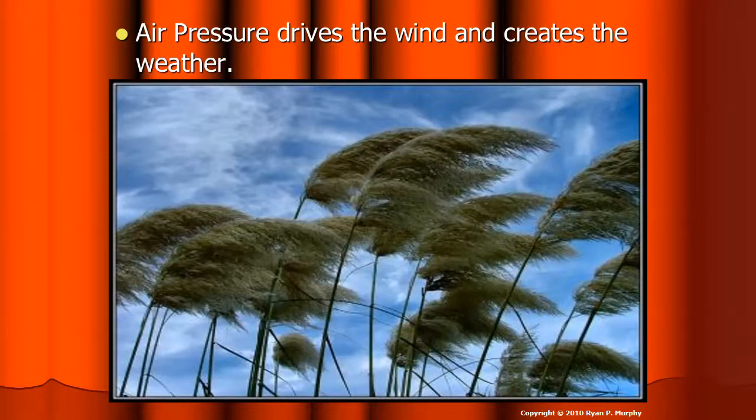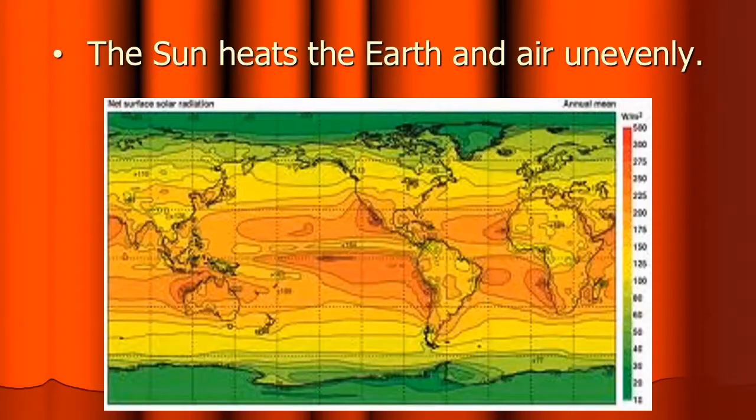First of all, my guest here, Jordan, is going to help me read the red slide. So go ahead, Jordan. Air pressure drives the wind and creates the weather. Awesome. The sun heats the earth and air unevenly. This is a really important point, this idea that the sun heats up the earth unevenly. It heats up the earth more in some places than in other places.